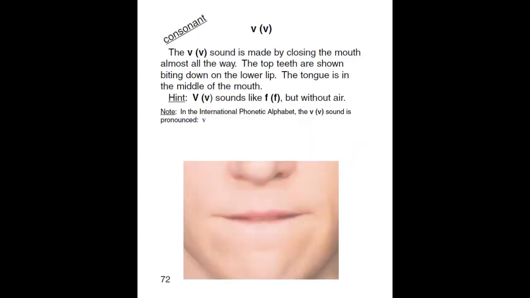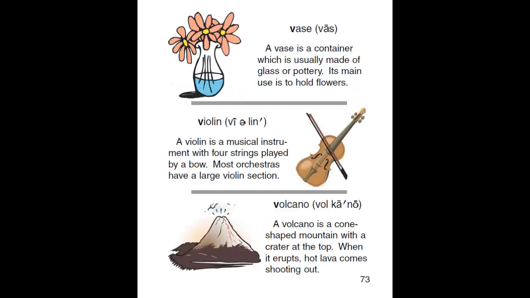V. The V sound is made by closing the mouth almost all the way. The top teeth are shown biting down on the lower lip. The tongue is in the middle of the mouth. Face. Violin. Volcano.